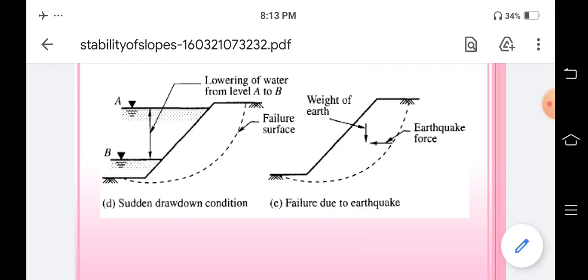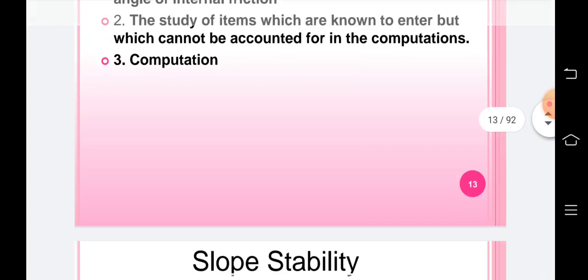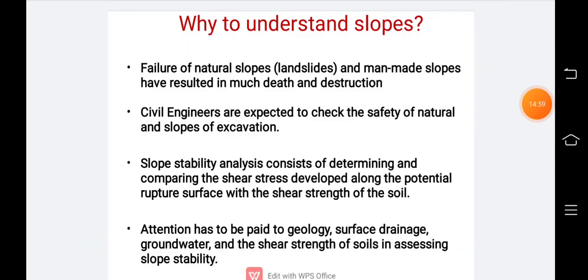So next one we are discussing is why to understand the slopes.